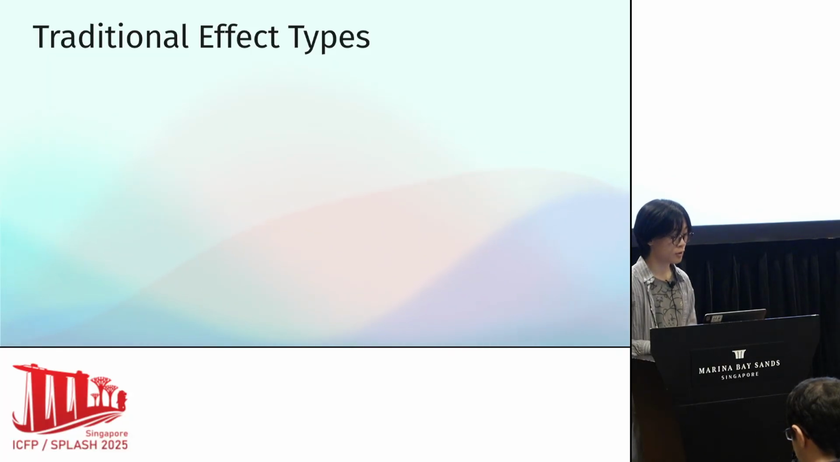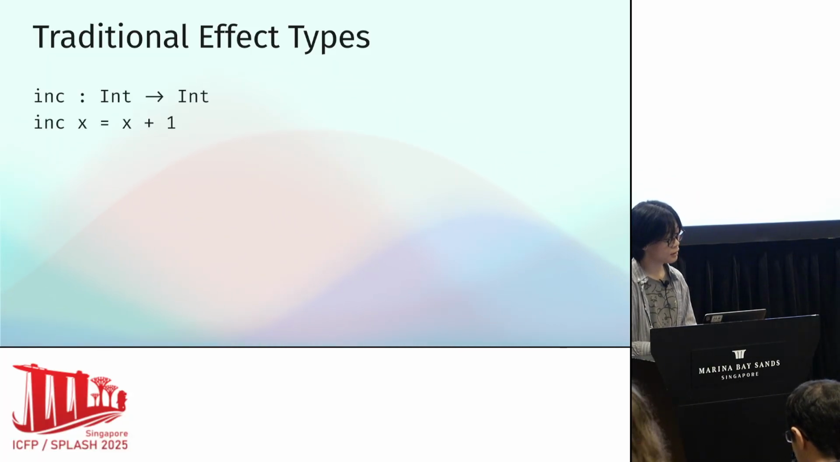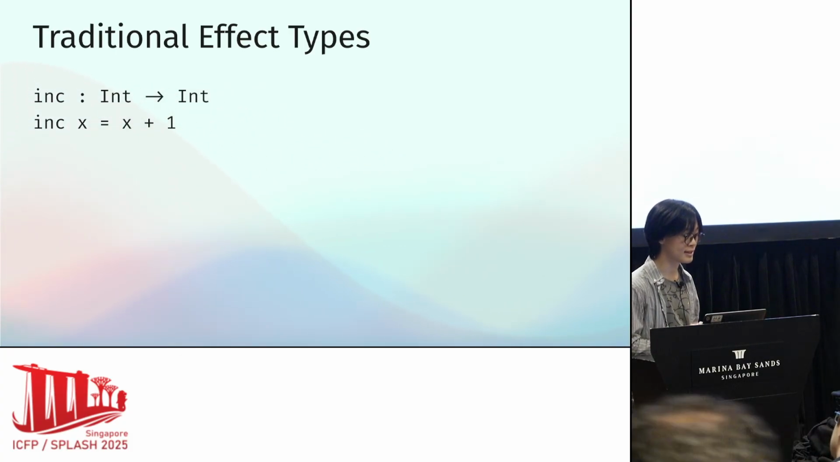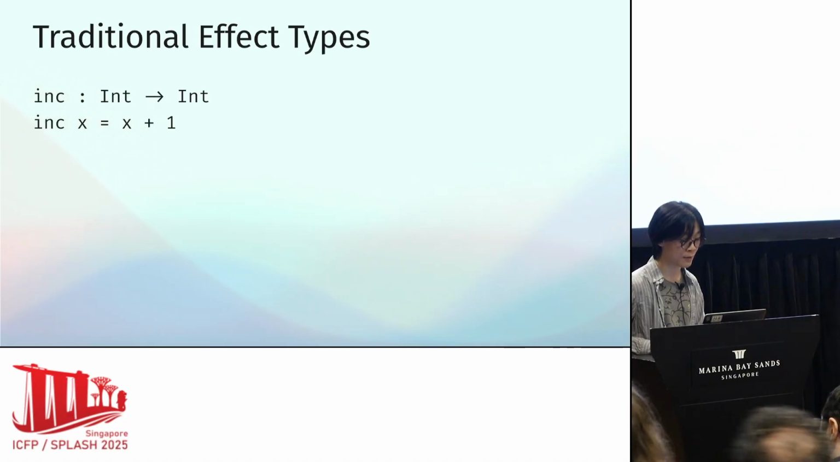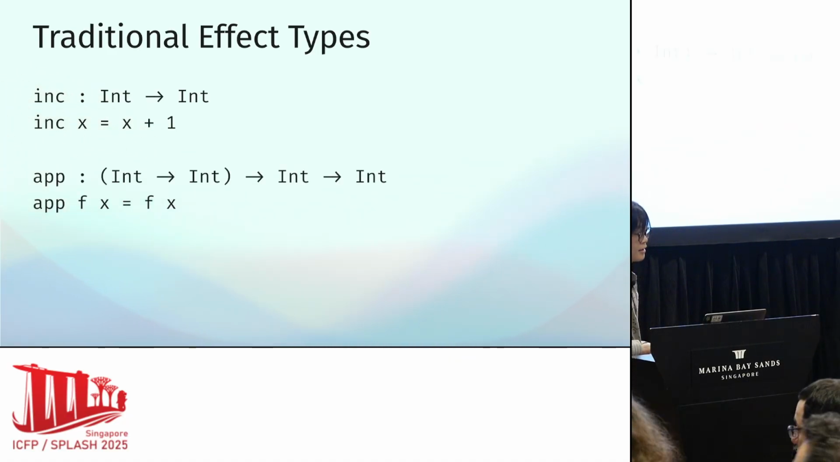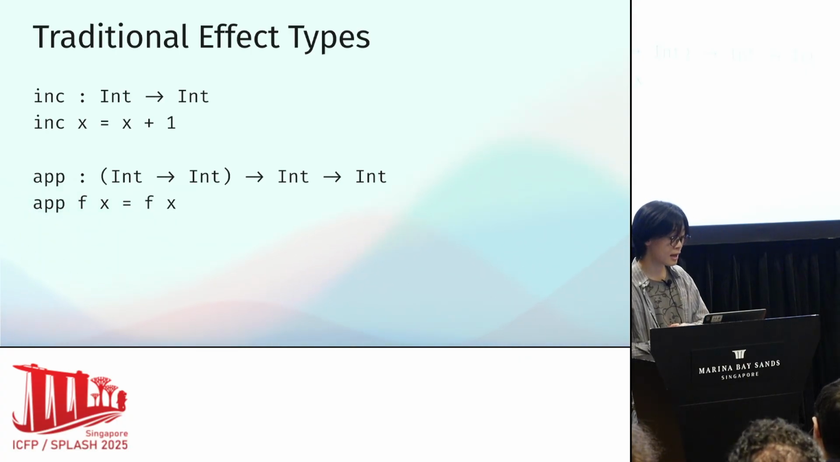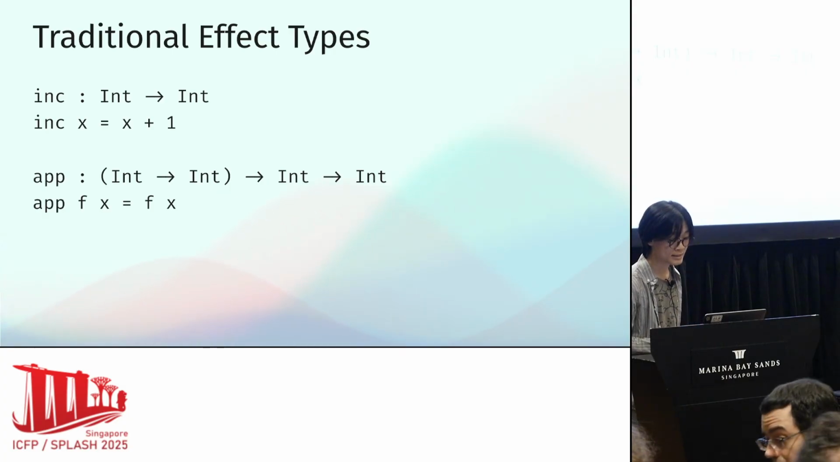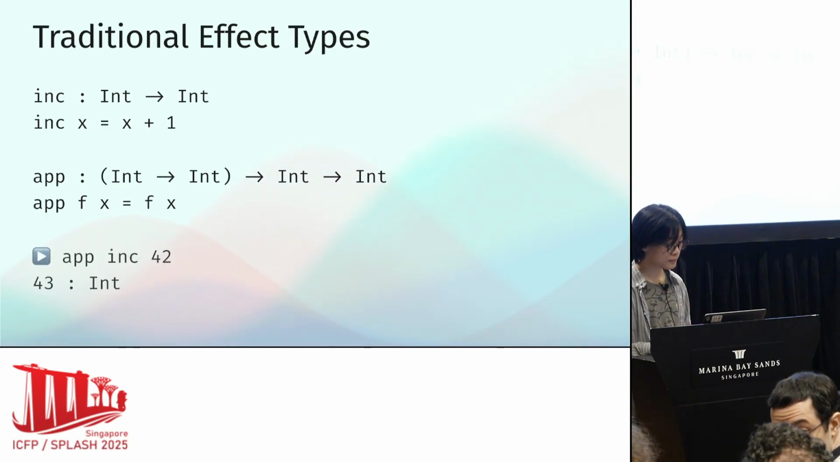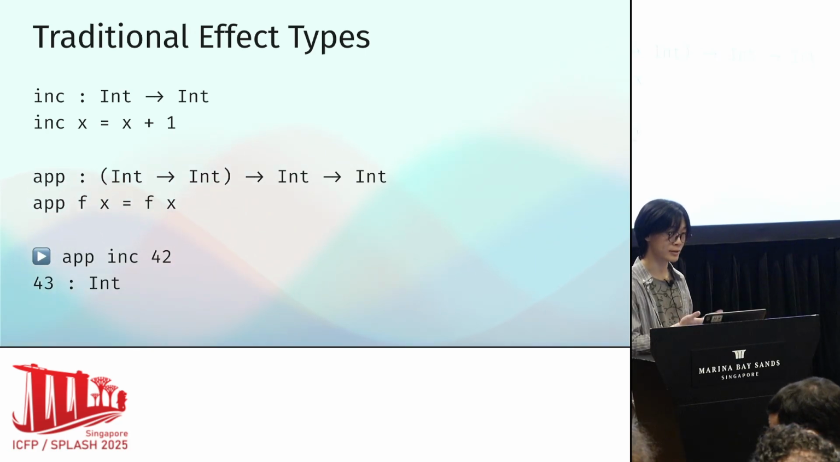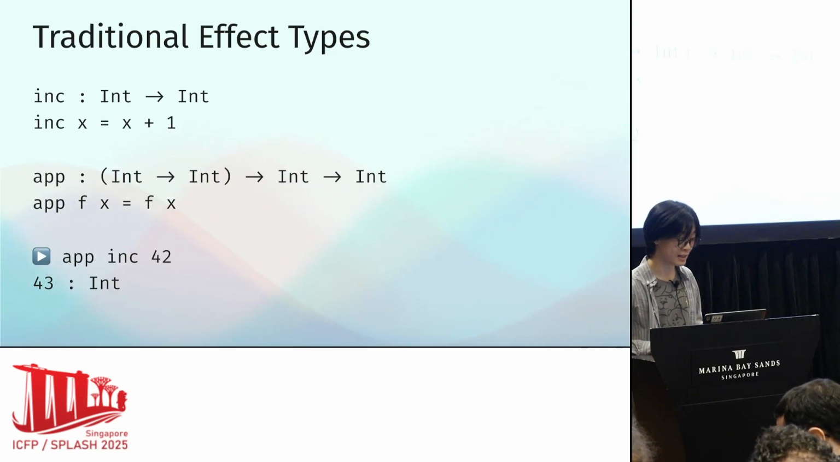So let's see how traditional effect types work. Here is a very simple increment function that takes x and increments it by 1. And another simple higher order app function that takes the function f, takes parameter x, applies f to x. And if we apply app to inc to 42, we get 43, which is basic functional programming.